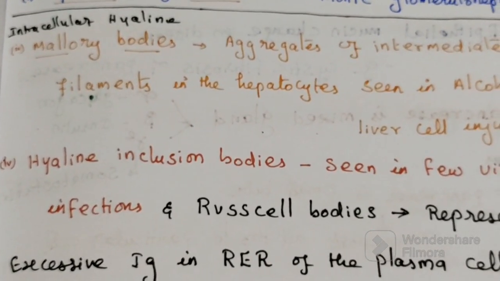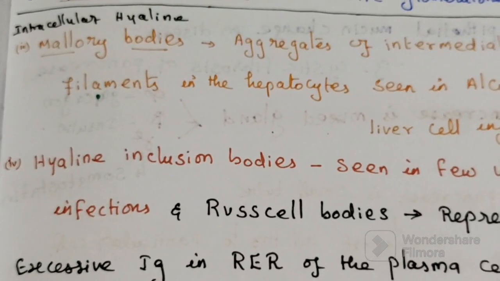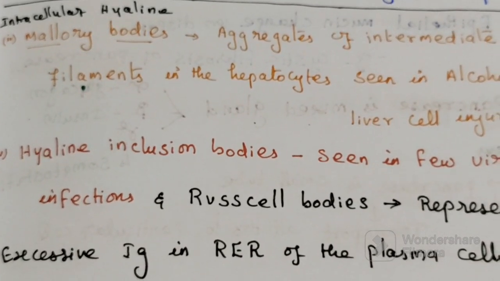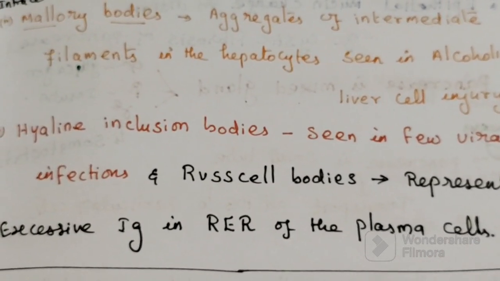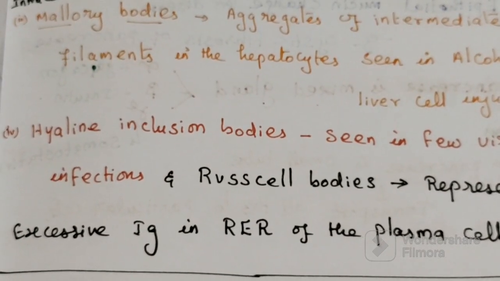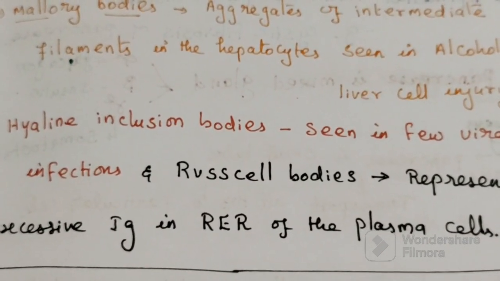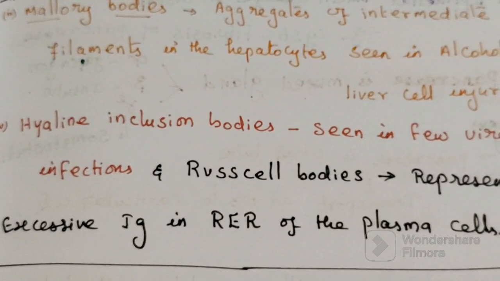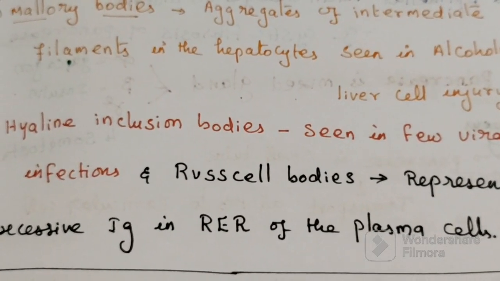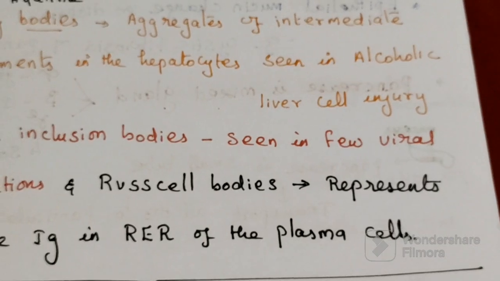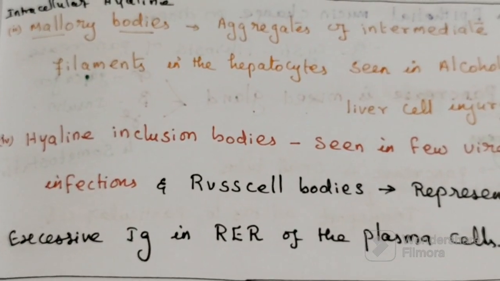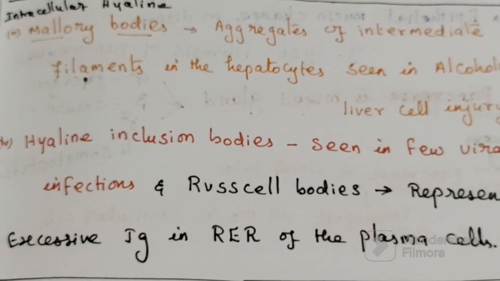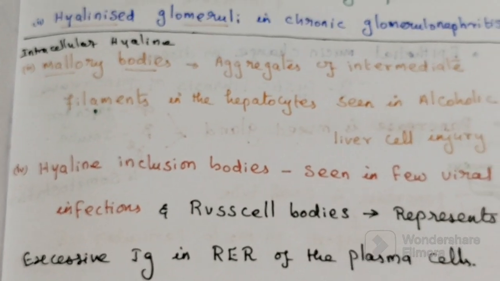Then one more thing, hyaline inclusions. What about hyaline inclusions? Hyaline inclusion bodies are seen in a few viral infections. As an example, Russell bodies represent excessive immunoglobulin in the rough endoplasmic reticulum of plasma cells. All these are about intracellular hyaline.